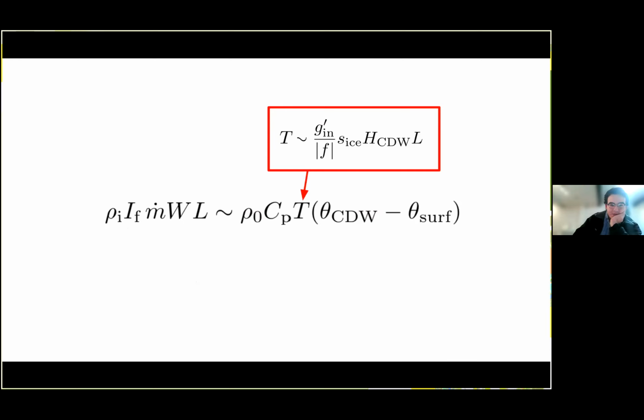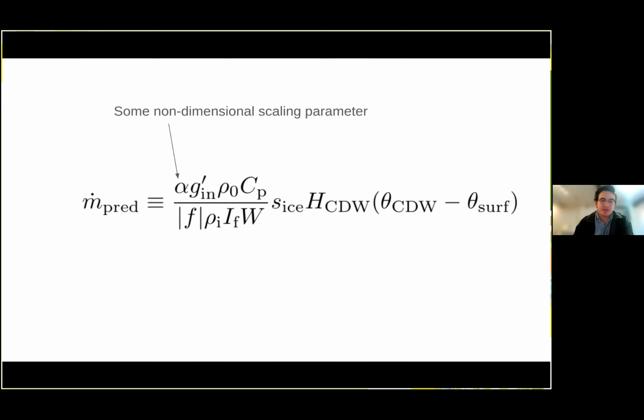We're going to move everything over and solve for m dot, which is our predicted melt. We're going to define our predicted melt as everything we moved over to that right-hand side. And we're going to get rid of that tilde and add an inequality and put in some non-dimensional scaling parameter. All we're saying is that all that transport from that scaling argument is going to be used for melt, up to some coefficient. Who knows?